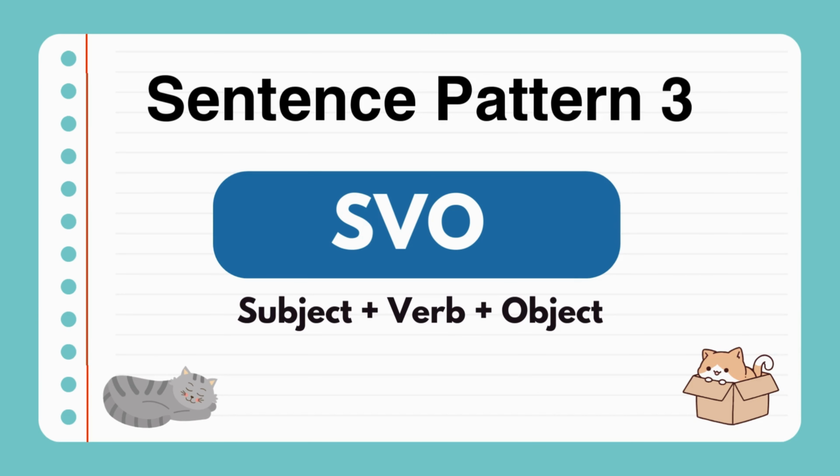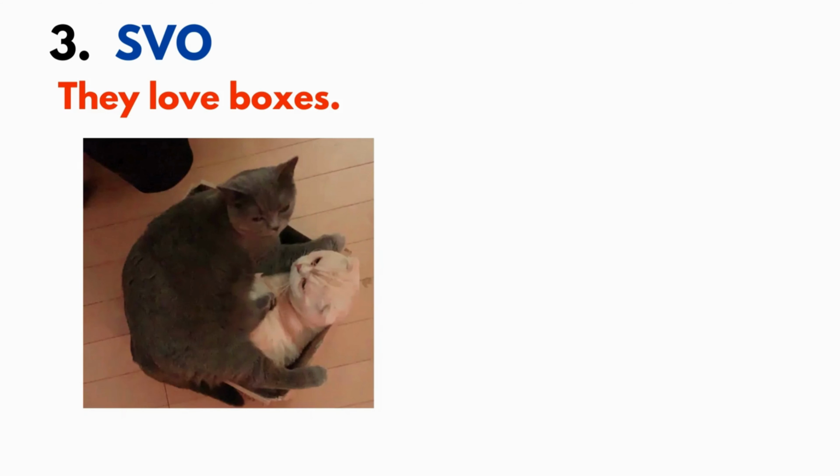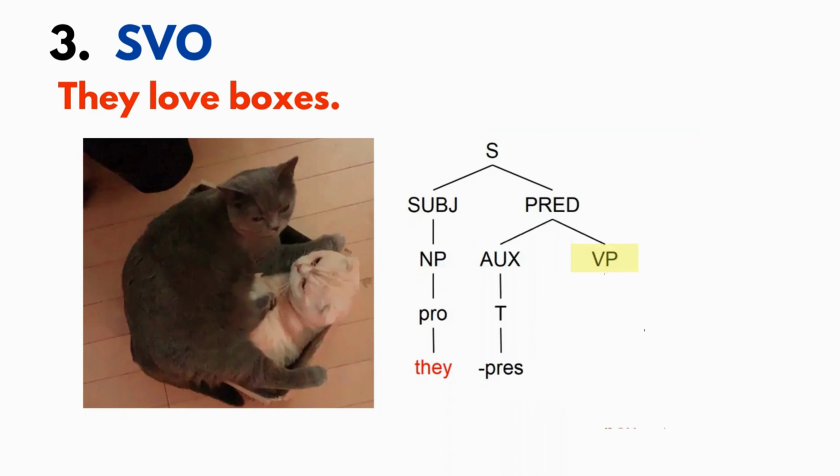Okay, moving on to the next sentence pattern, SVO. This is a comparatively simple pattern, so I'll run through it quickly. Our sentence is, they love boxes. So we'll just begin by elaborating the verb phrase. And you can see we don't use COP for copula here. We use V to indicate it's a regular verb that takes the SVO pattern. And our verb is love.